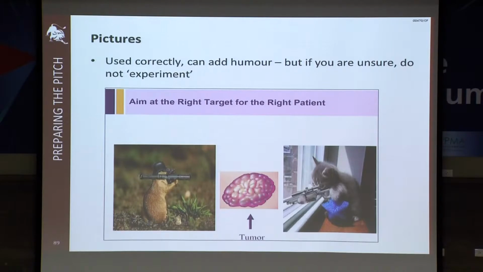But some pictures can be quite funny. I've always loved this one. This is back from my days in AstraZeneca. We have a tumor in the middle, and we have a little kitten with a gun and a little rodent with some other form of weapon trying to destroy the tumor. This is precision medicine, targeted therapy. So when used correctly, these things can be entertaining. They can lighten the mood, particularly in a long presentation. But if you're unsure about it, don't just experiment. Much better if you're unsure just to leave them out and keep it simple.